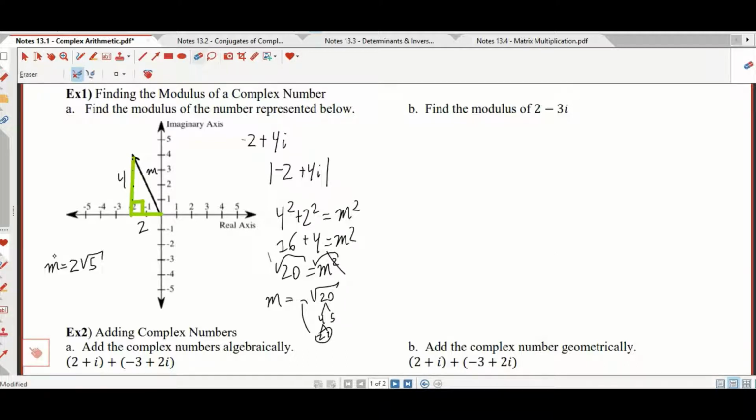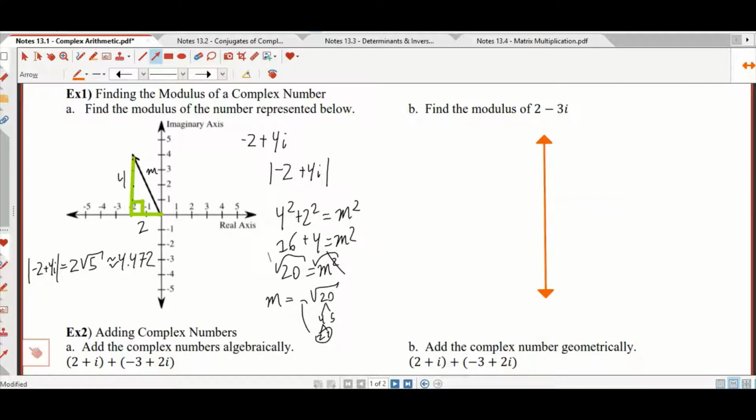That's the actual distance, and I'm actually not going to leave that as m. I'm going to say the modulus of negative 2 plus 4i is 2 root 5, which is approximately, if you do, well, you can just do the square root of 20, which is what we started with, 4.472. That's the approximate length of the vector representation. So I want you to imagine, if you feel like drawing a coordinate plane, who am I to stop you?